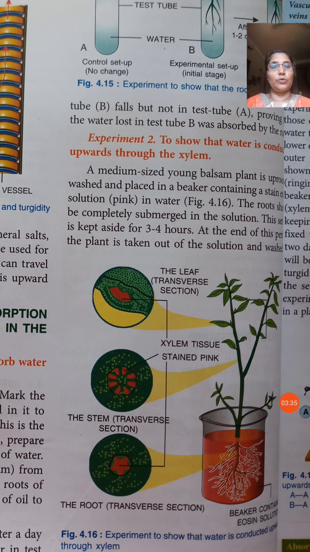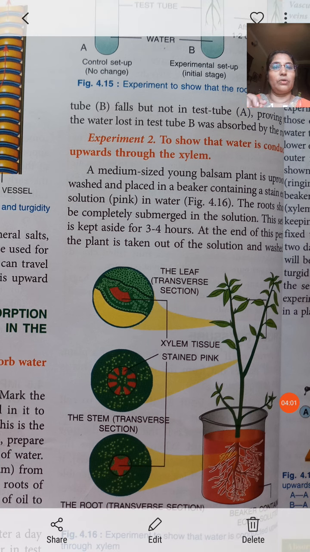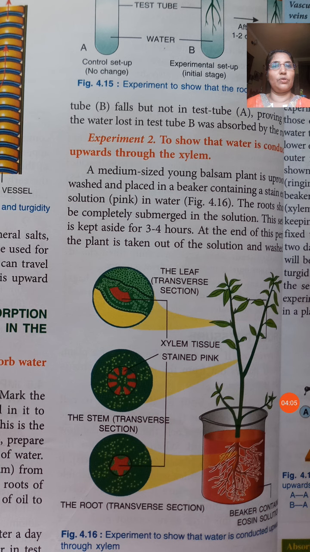If we take the cross section, we can clearly see the xylem tissue stained pink. Here in the beaker, eosin dye is added to the water. Red colored eosin dye, that is the dye used in laboratories. In olden days, when we were at school, we did the experiment with red ink or blue ink, which we can use in the beaker instead of eosin dye. That also shows the same effect.